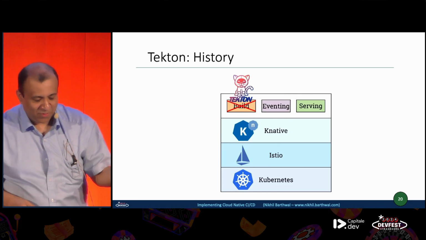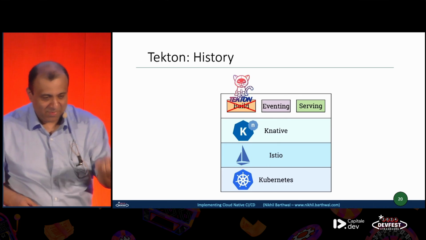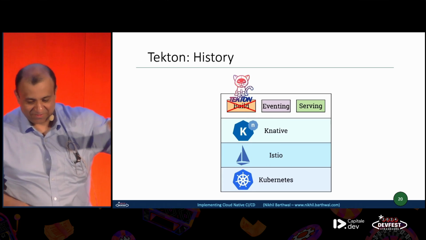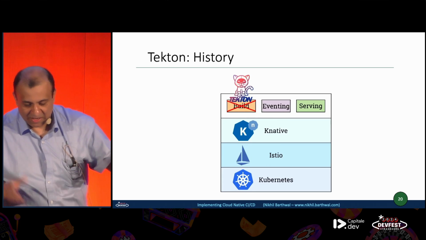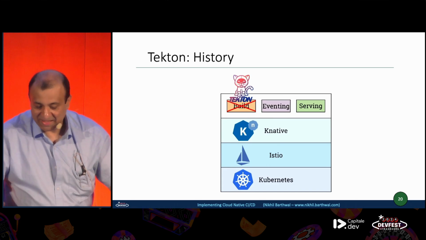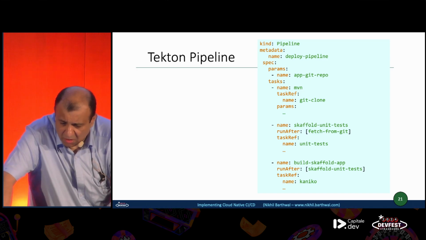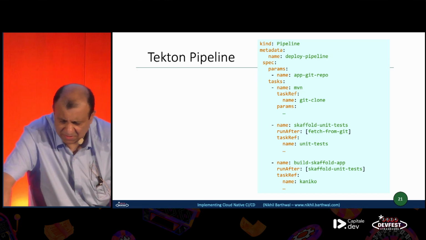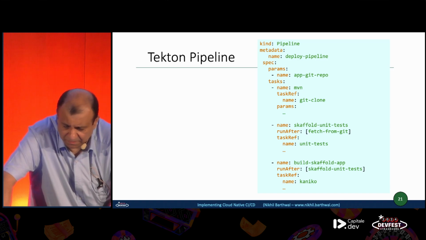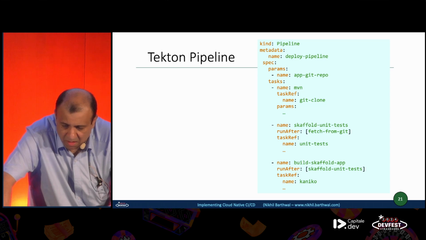And build became very popular, and it became so popular that it was decided that build should be made a project of its own. So they took build out of Knative, and Knative got renamed. Knative today only has eventing and serving, and build became what we call today Tekton. So here is an example of Tekton. I'll go a little fast because I'm running out of time here. YAML standard pipeline, right? You have all of this build, test, deploy, etc.